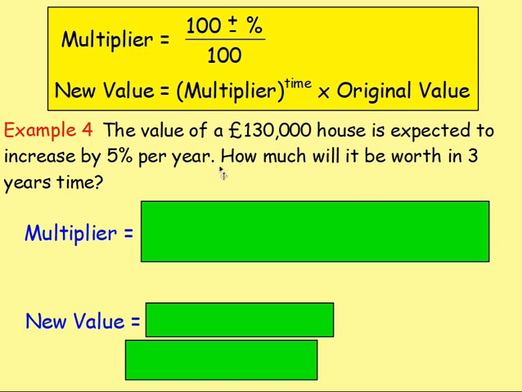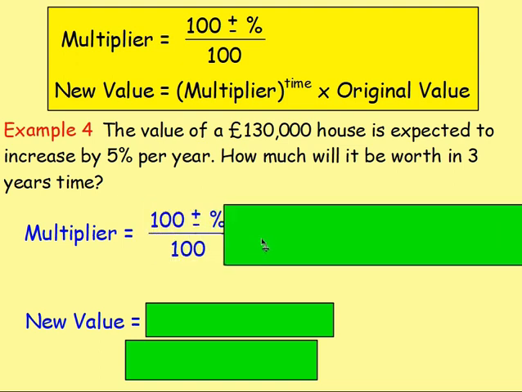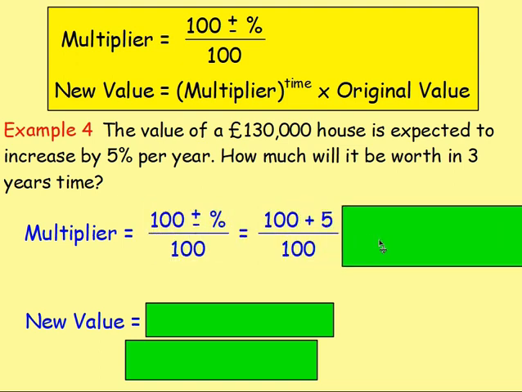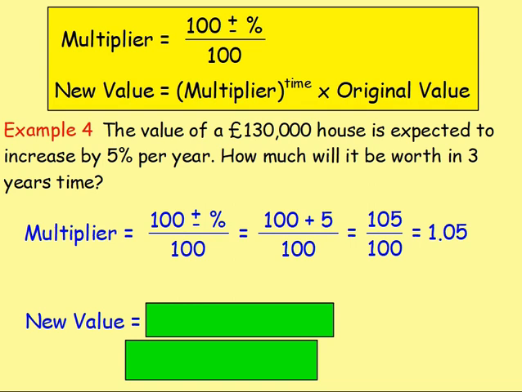So to use the multipliers, we start at 100, we add or take away the percentage, add. Why do we add? Because it's increase. Brilliant. So we do 100 add 5, and then we divide that by 100. 100 add 5 is 105. Divide that by 100 and you get, brilliant, 1.05.